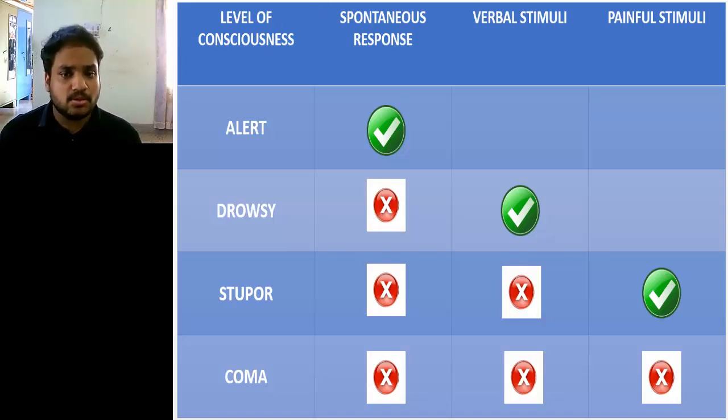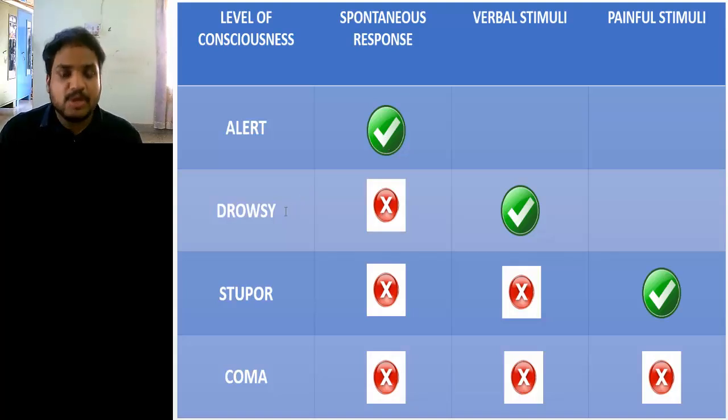So remember this table. By this table you can easily identify at what level of consciousness the patient is, depending on whether the patient is responding to you spontaneously, on verbal stimulus, or on painful stimulus, right? So we can divide the level of consciousness. First, when do you say the patient is alert? When he is having a spontaneous response. As soon as the patient sees you, he talks to you, that is a spontaneous response, right? Then you can say that the patient is alert.